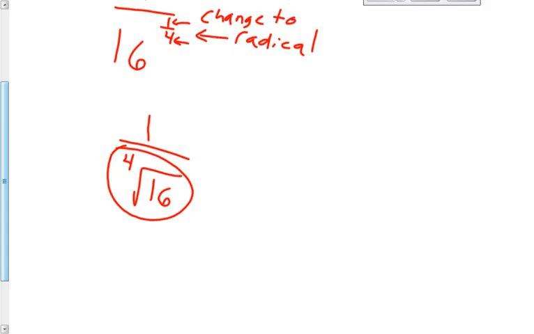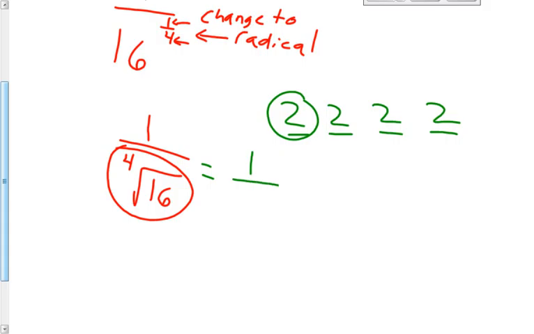Remember what the 4th root means. It's a number multiplied by itself 4 times that gives 16. Is there a number times a number times a number times a number that gives 16? If you want to see it visually, what times what times what times what is 16? 2 times 2 is 4. 4 times 2 is 8. 8 times 2 is 16. So the 4th root of 16 is the number 2. It is 1 over the 4th root of 16, which is 2. My answer for number 10 is 1/2.